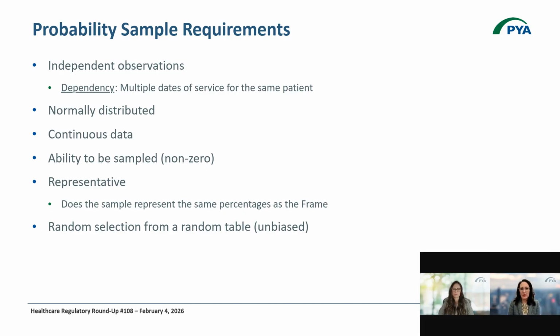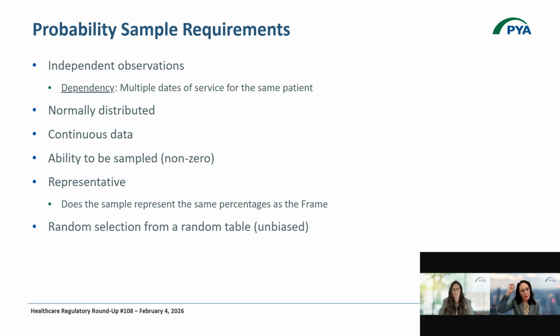Normally distributed is describing a bell curve. So we're looking for a nice bell curve. That's often hard to get to. So we have to work through some methodologies in order to address that if it's not normally distributed.